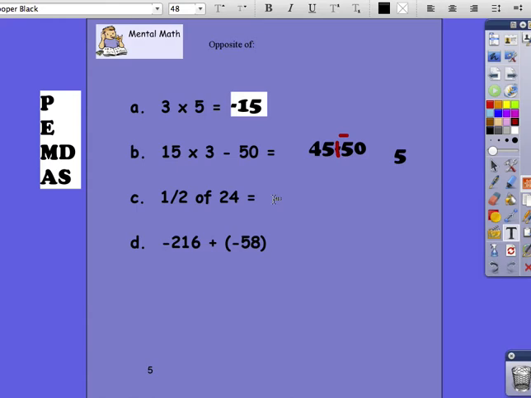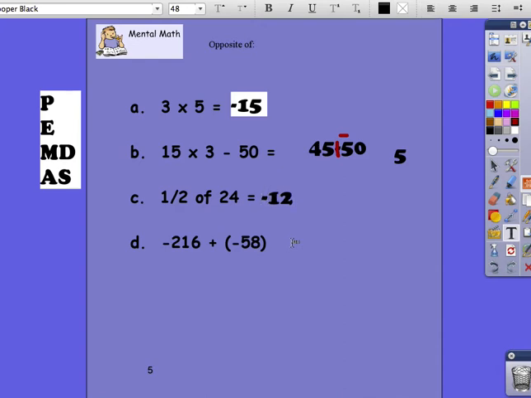A half of 24. Remember, of means to multiply. Half of 24, divided by 2, is 12, but we need the opposite of. The opposite of 12 is negative 12.